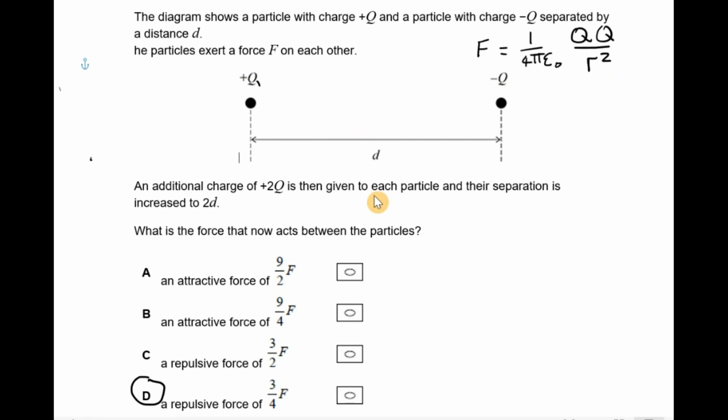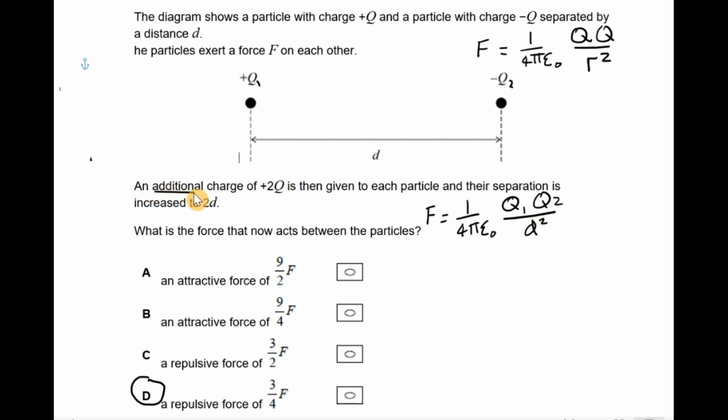So let's look at the first situation. Let's call this Q1 and this Q2. So the force, the initial force, is going to be equal to 1 over 4 pi epsilon 0 Q1 Q2, and the separation is given by d, so d squared.